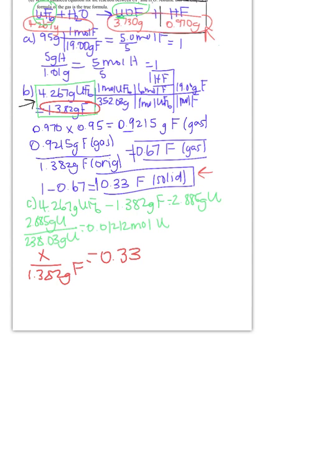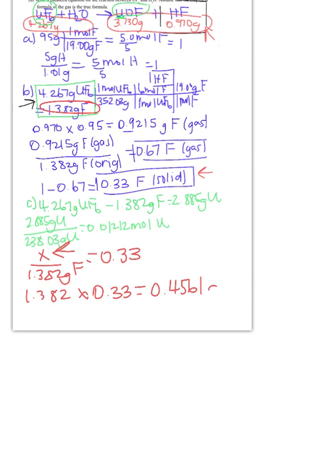And why did I do that? I did that to show you that if I want to find the number of grams of fluorine in my solid, I'm going to take this 1.382 and multiply it by 0.33, and that's going to give me the number of grams of fluorine in my product. So punch that into your calculator, and I get 0.4561.